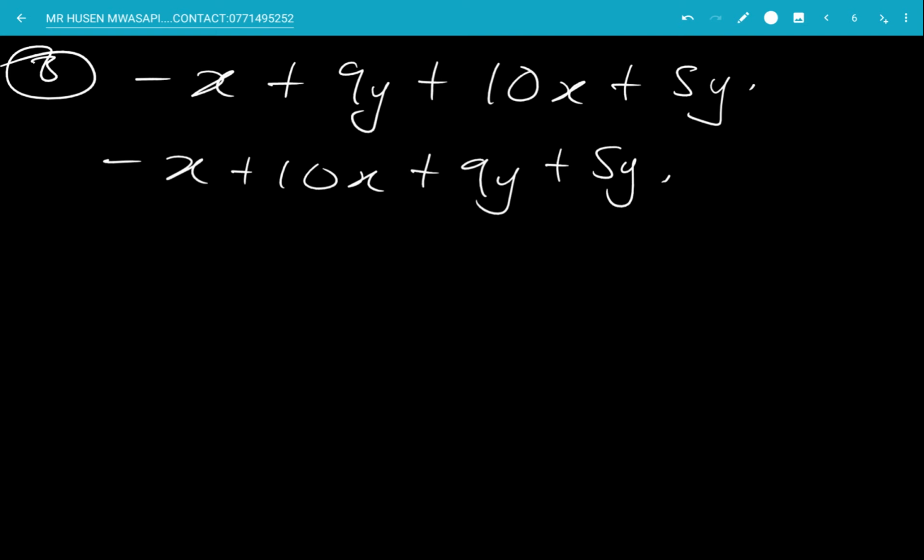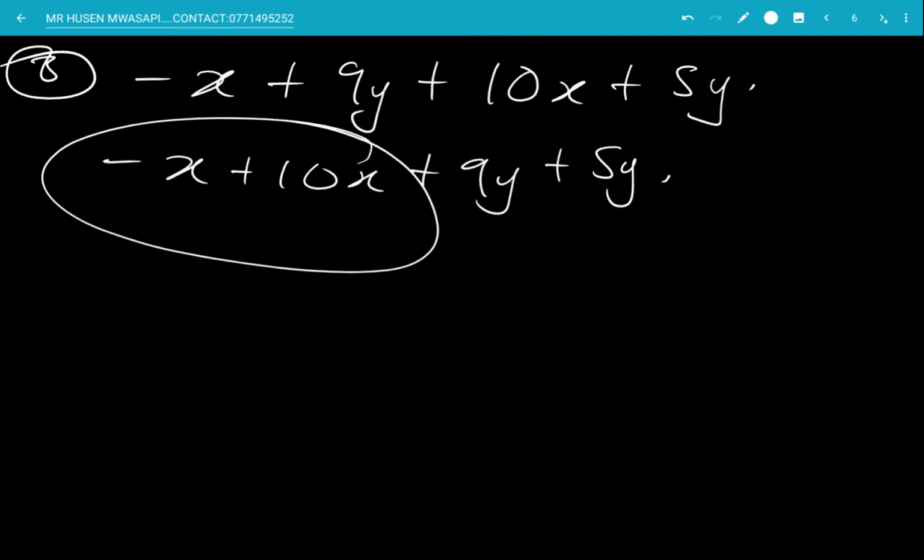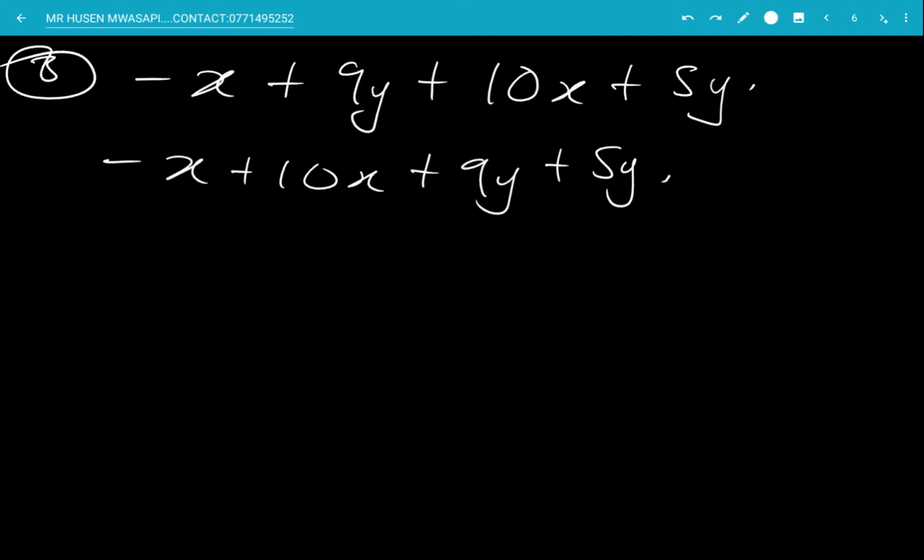So now I'll start with this portion here. For this portion, you have a minus x plus 10x. The signs are different, so what do you do? You subtract. If you subtract, you get 9. But your answer should have the sign of the bigger number. The bigger number between 1, which is not shown, and 10 is simply 10, having a positive. So your answer should be positive. So you get 9 what?